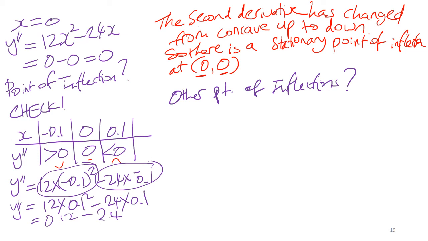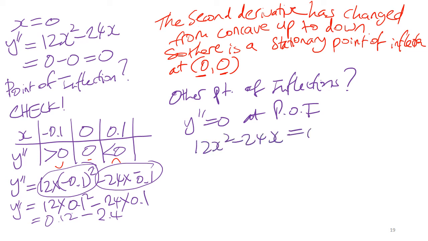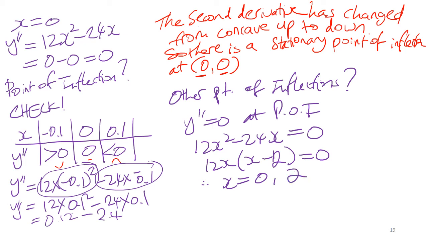What happens at the point of inflection? The second derivative equals 0 at points of inflection, right? So we're going to set the second derivative equal to 0. The second derivative is 12x squared, take away 24x. We're going to set it equal to 0. How do we solve it? Factorize again. 12x, take it outside of the bracket, x take away 2 equal to 0. So x equals 0 and 2.